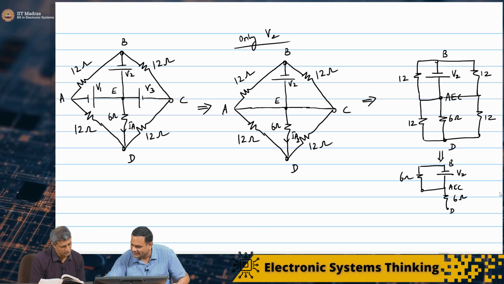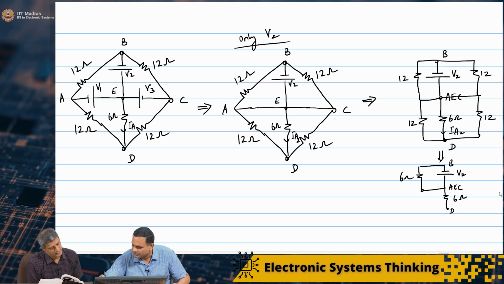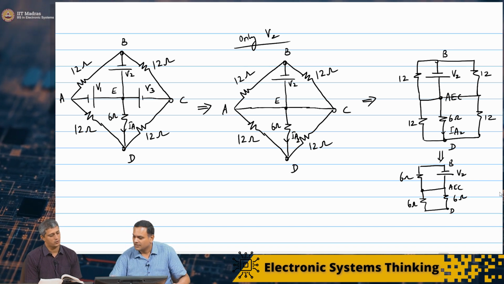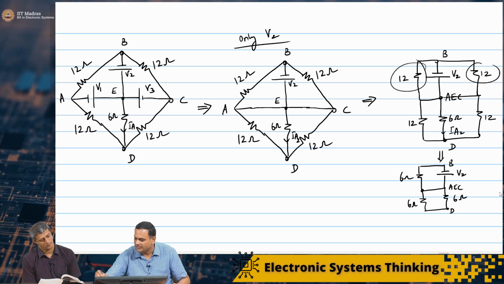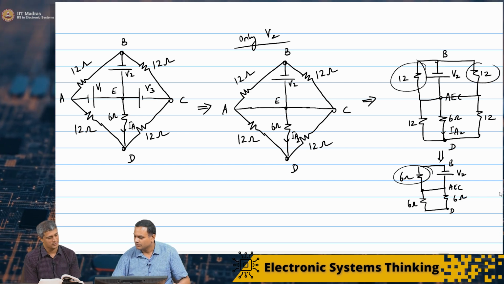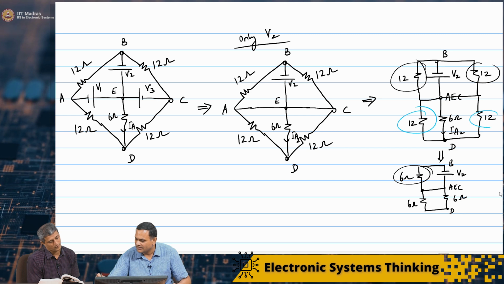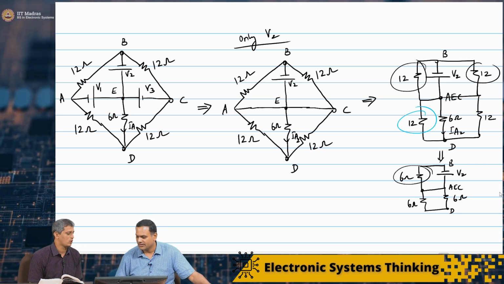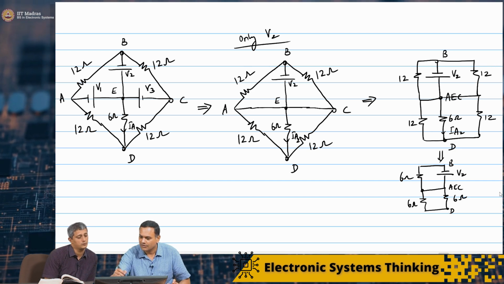That I am interested in the current. So this is IA2, and I also have 6 ohms here, coming from the parallel 12 ohms. We have combined this and this to create this 6 ohms, and we have combined this and this to give us this 6 ohms. They are just in parallel. Great.